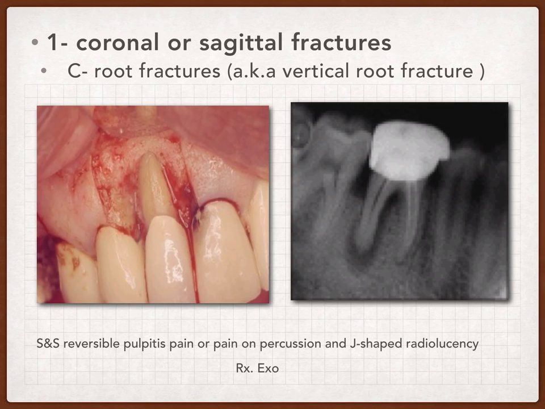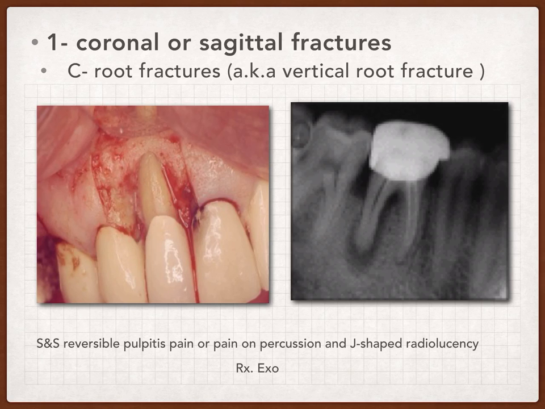This comes up pretty often in the exams, and you should know that the fractures of the tooth that occur in the vertical plane, in the root only, which are called vertical root fractures, are mostly associated with a J-shaped radiolucency. The treatment of this is extraction.